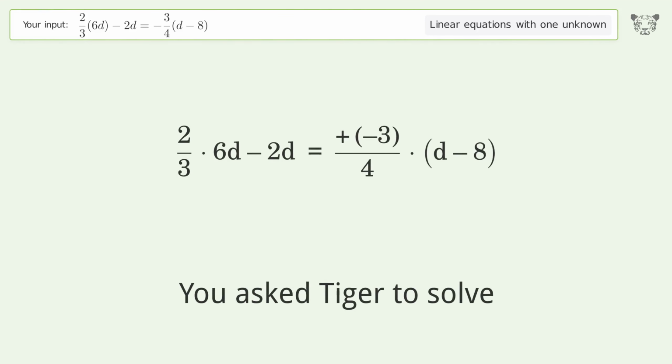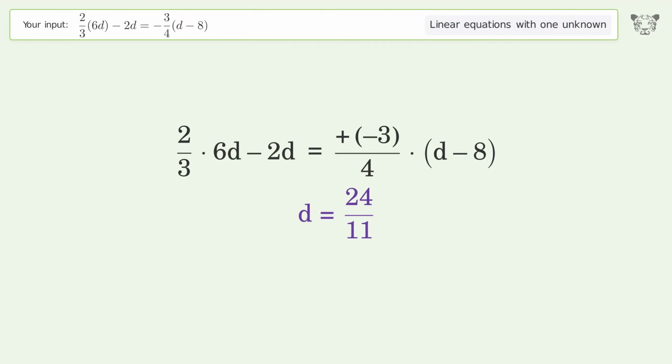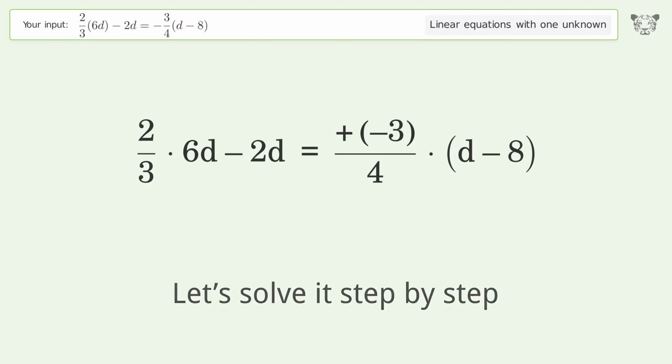You ask Tiger to solve. This deals with linear equations with one unknown. The final result is d equals 24/11. Let's solve it step by step.